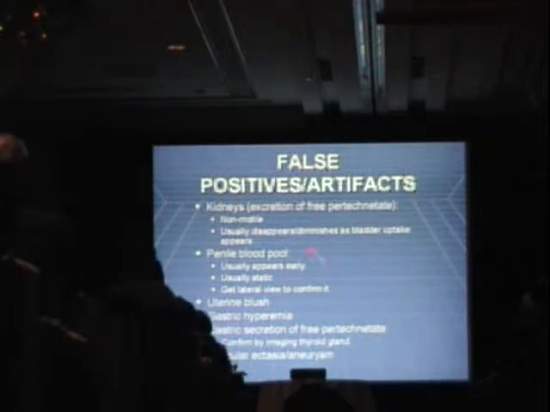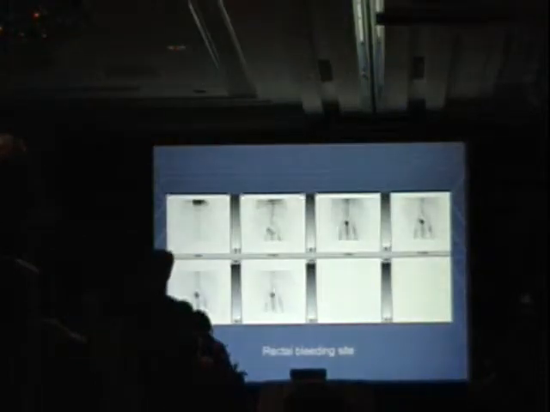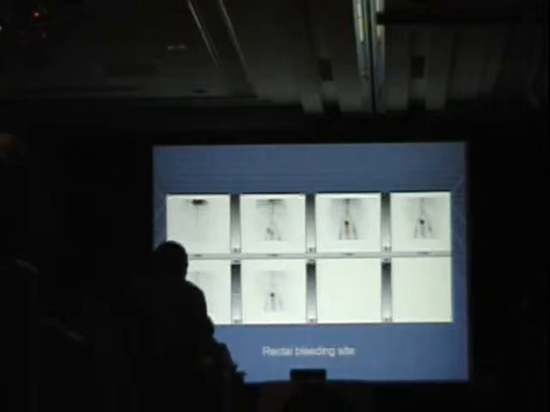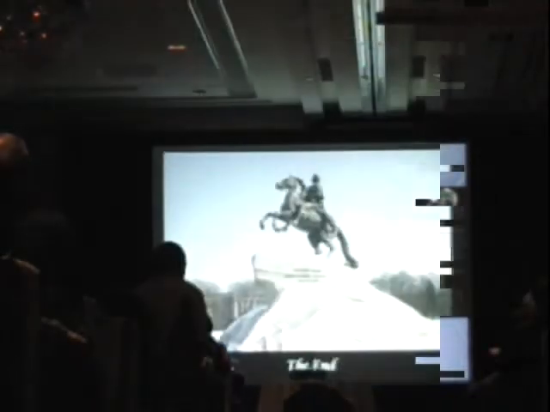For false positives, you need to worry about penile blood pool in men. Very important. It sometimes looks like a rectal bleeding site because it's vertical and linear, but you'll notice it usually appears early and is static, and doesn't move around. If you get a lateral view, you won't have any trouble determining what it is. And this is just an example of a rectal bleeding site. For these, you always want to get a lateral view so that you can see that it's not actually in the bladder. Here's a bleeding site at the hepatic flexure.